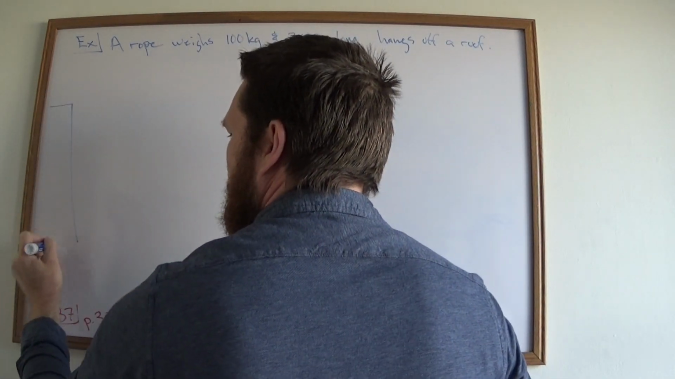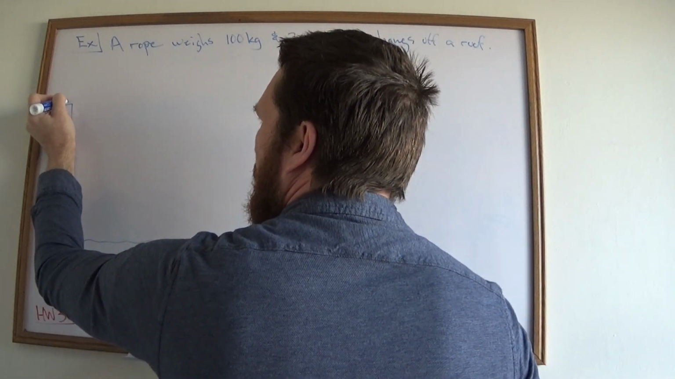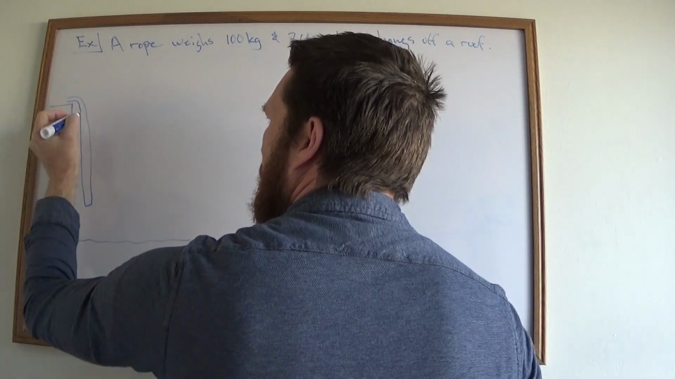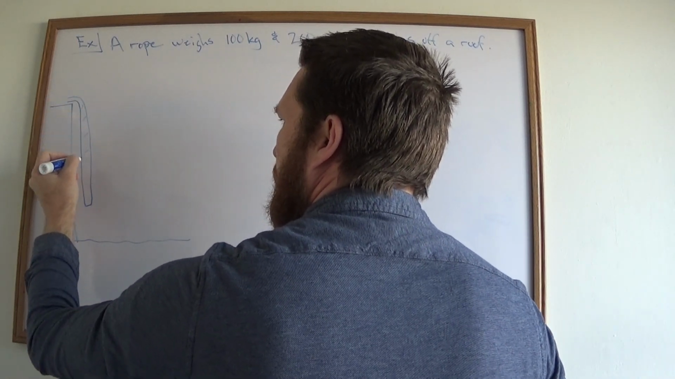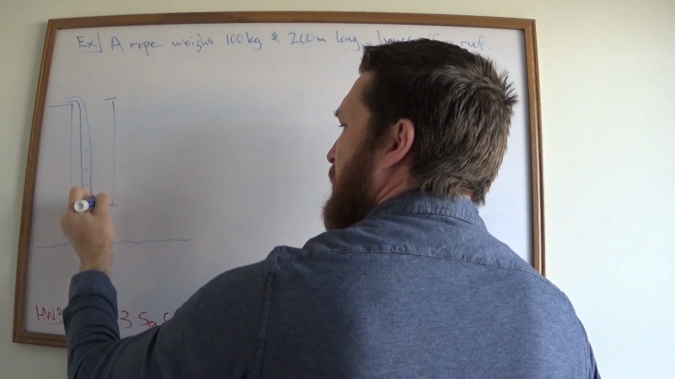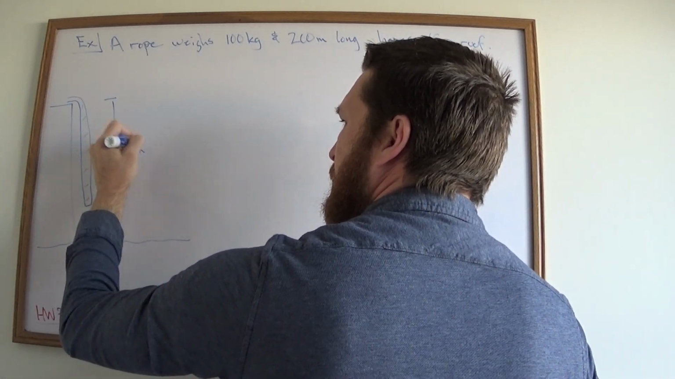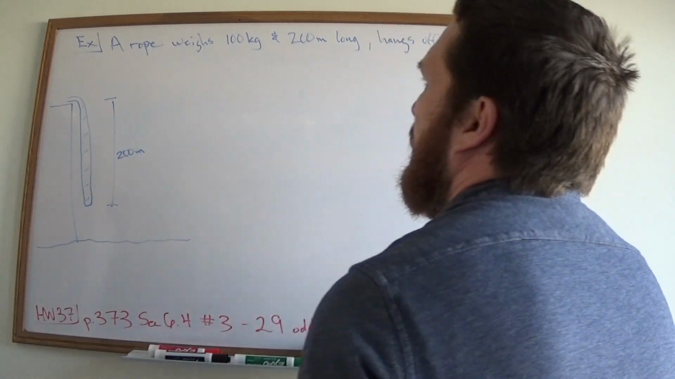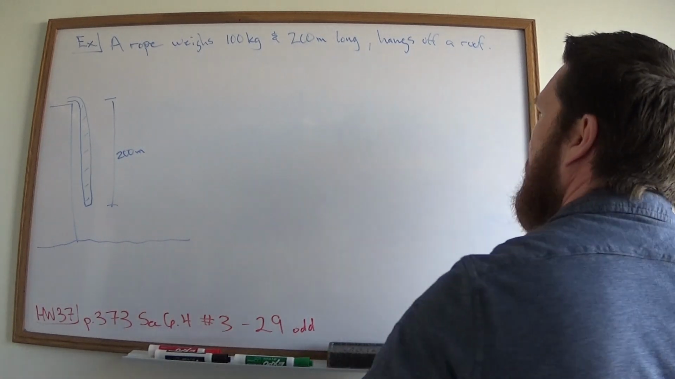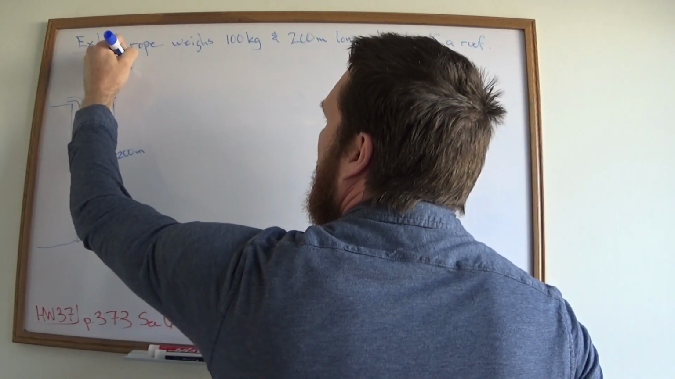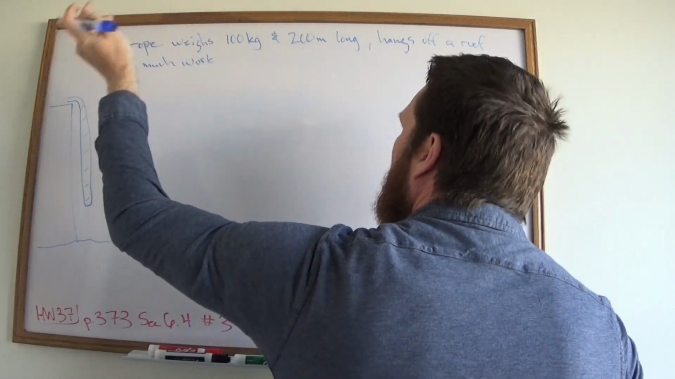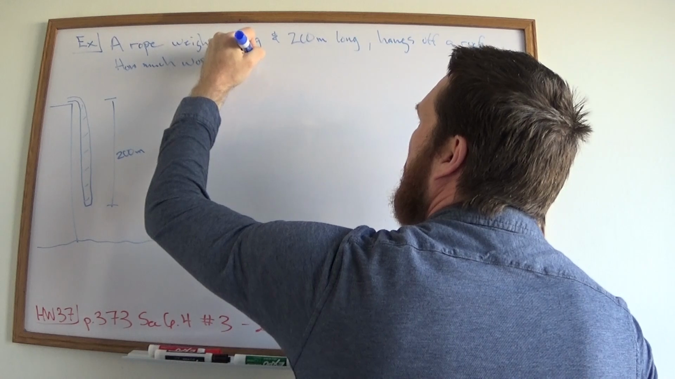Okay, so here's your picture. Here's your building. Here's the ground. And you have your rope, which is hanging off. And we'll just assume that from the top of the building to the end of the rope is 200 meters. Okay? Question: how much work does it take to pull it up?